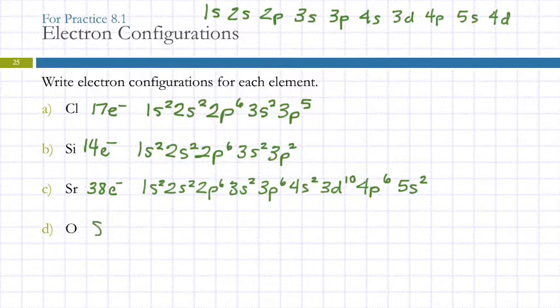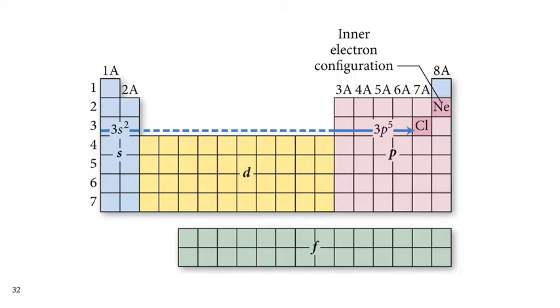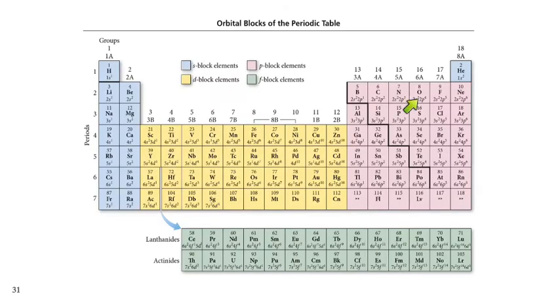So oxygen has 8 electrons. So we go 1s2, 2s2, 2p4, right? Find oxygen over here. So it's 1s, there's 2 there, 2s, 2 electrons, and here's the 2p, 1, 2, 3, 4. This is important to be able to do.